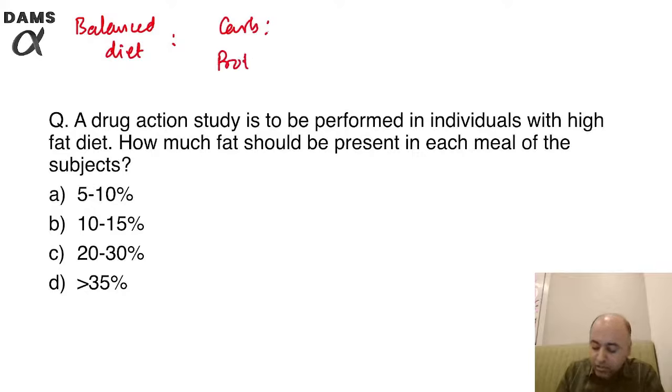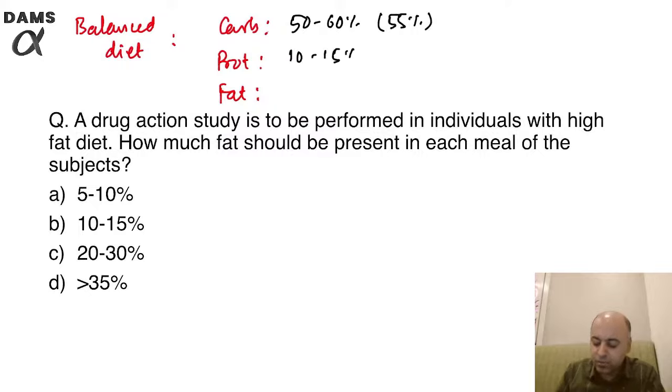So how much calories as a percentage should come from carbohydrate, how much calories as a percentage should come from proteins, and how much calories as a percentage should come from the fats. For carbohydrate, typically we say 50 to 60%, on an average about 55%. For proteins, you say 10 to 15%, and for fats it is 20 to 30%. 20 to 30% normally should come from a balanced diet.